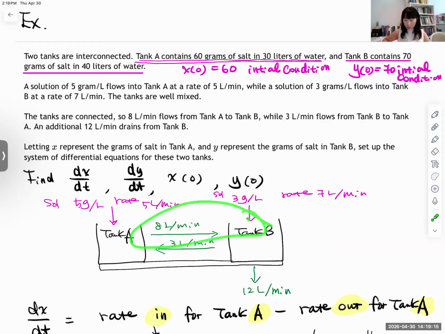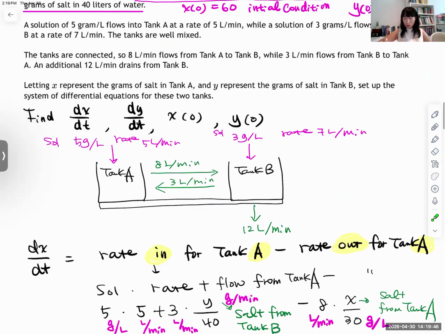They mix well, and 8 liters per minute goes from tank A to tank B, and from tank B to A, 3 liters per minute. And then there's an additional drain of 12 liters per minute. That is the rate, right? All right. So how do we set it up?